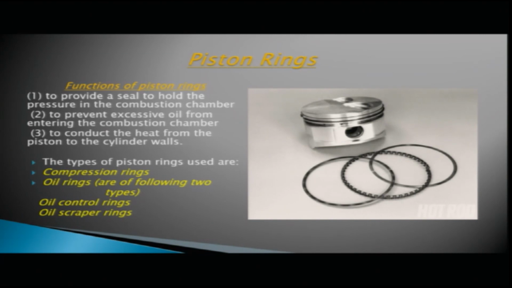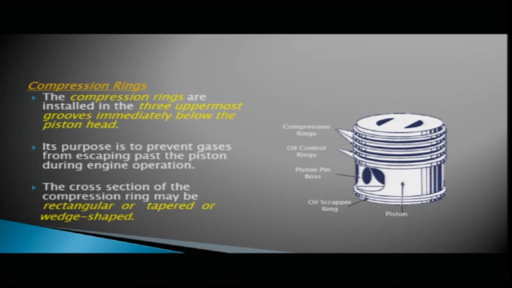The types of piston rings used are compression rings and oil rings. Oil rings are also of 2 types: oil control rings and oil scraper rings. Now, compression rings. The compression rings are installed in the 3 uppermost grooves immediately below the piston head. So, just immediately below the piston head you have 3 grooves where you have got compression rings.